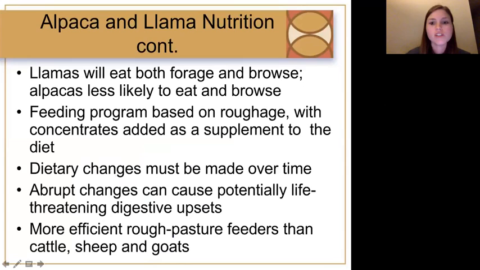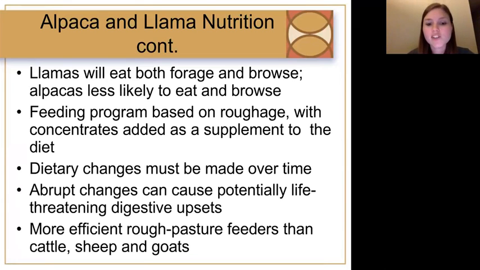So llamas will eat and browse. Alpacas are a little less likely to eat and browse around. The feeding program for both of them is usually based on roughage, with concentrates added as a supplement to the diet. So concentrates would be like maybe a corn or grain mix.